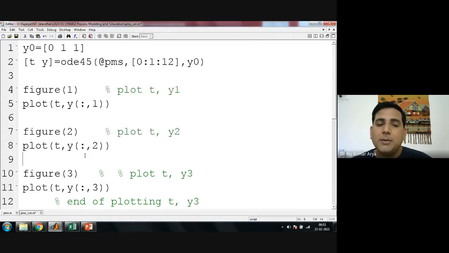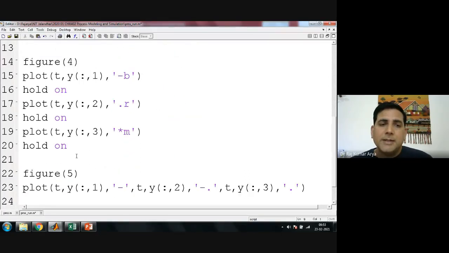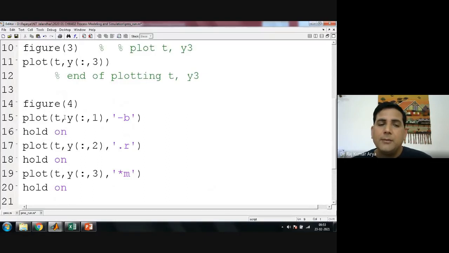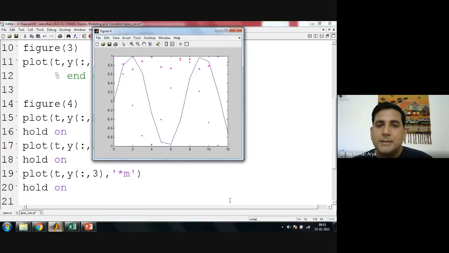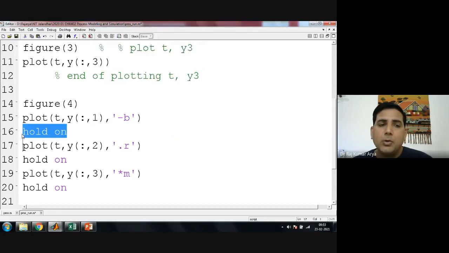Now I want a particular pattern. So what I did here in figure 4, I am again plotting y1, but here I am fixing the blue color with this dash line. So if you see figure number 4, it's that way only. You have a line with only blue color. This is your figure number 4.